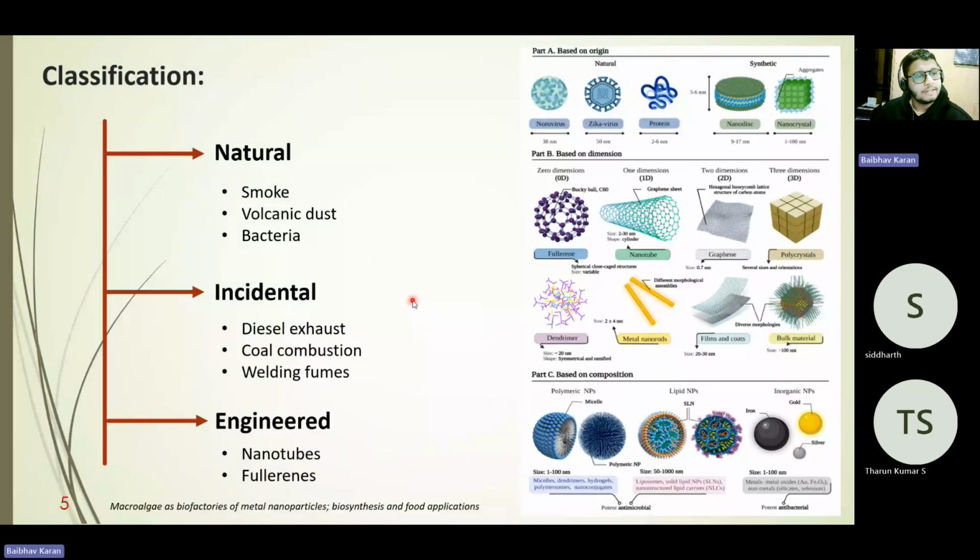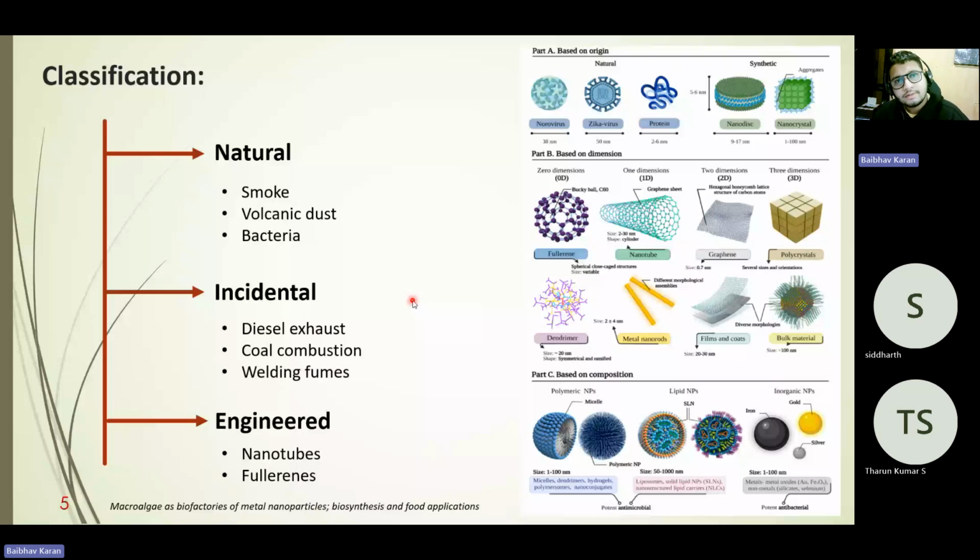Then another sector of man-made nanoparticles is engineered, that we are manufacturing. Our aim is to manufacture nanomaterials and we are manufacturing them. That is called engineered nanomaterials. The examples are nanotubes and fullerenes. So this is just a basic classification according to the occurrences of nanomaterials.